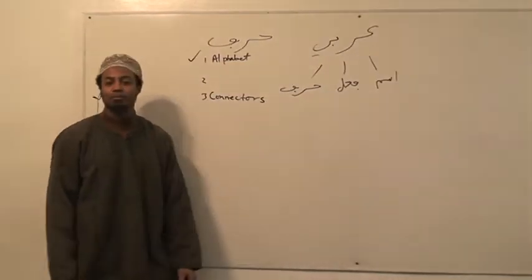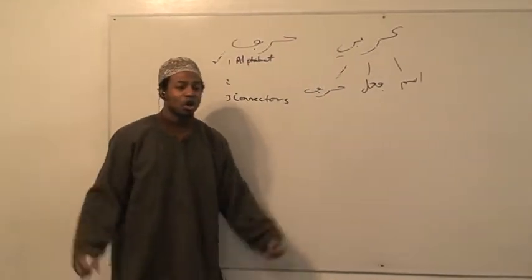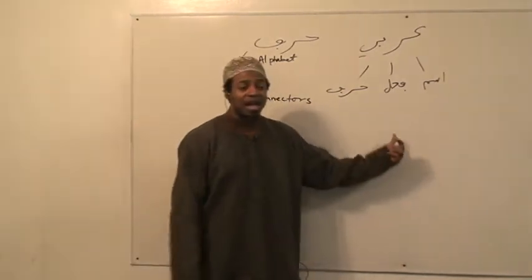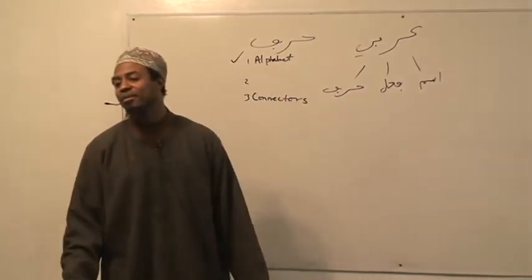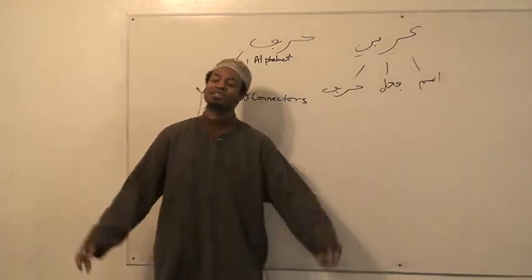What is a fi'lun? Action word. This is a super noun, and the action word is a movement, right? Something that happens. I don't know your name. I forgot. Amin. I'm sorry. SubhanAllah. I should remember that. My cousin's name is Amin.